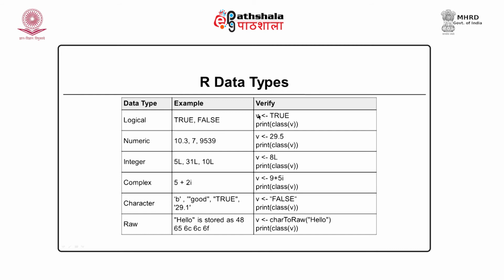If v is our variable, you can try out these examples. You can assign the value of true to the variable v, and when you say print class of v, it will display logical. Similarly, you can try out numeric, integer, complex, character and raw data types. In raw, as you can see, hello will be converted and the output will be interesting. So, please try out these different ways of dealing with data types.